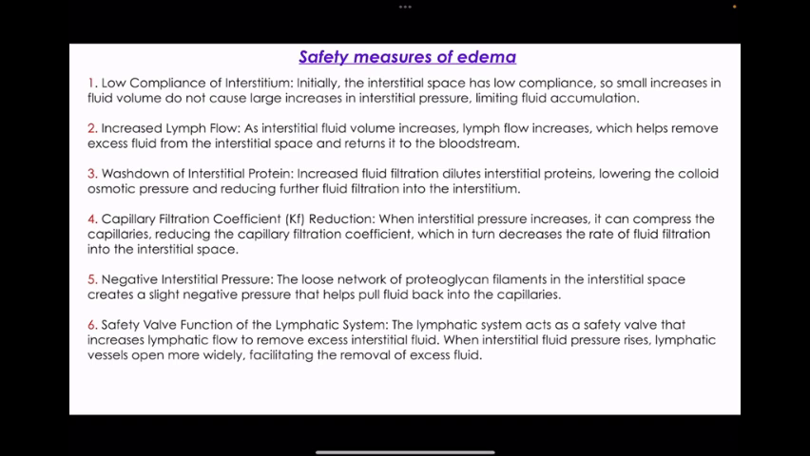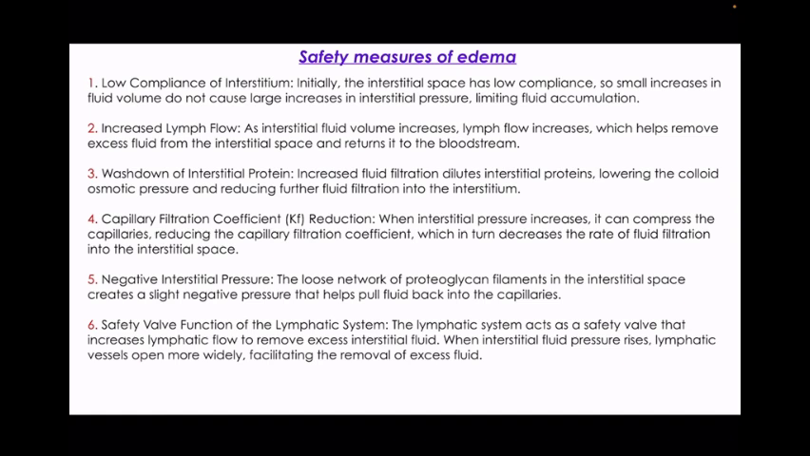Safety measures of edema. Number 1, low compliance of interstitium. Initially, the interstitial space has low compliance, so a small increase in fluid volume does not cause a large increase in interstitial pressure, limiting fluid accumulation. Number 2, increased lymph flow. As interstitial fluid volume increases, lymph flow increases, which helps remove excess fluid from the interstitial space and returns it to the bloodstream. Number 3, washdown of interstitial protein. Increased fluid filtration dilutes interstitial proteins, lowering the colloid osmotic pressure and reducing further fluid filtration into the interstitium.